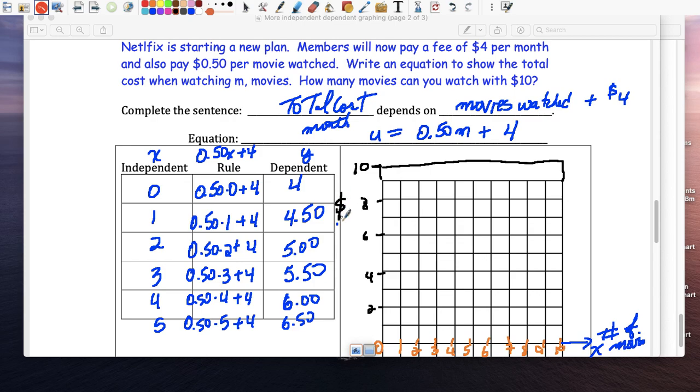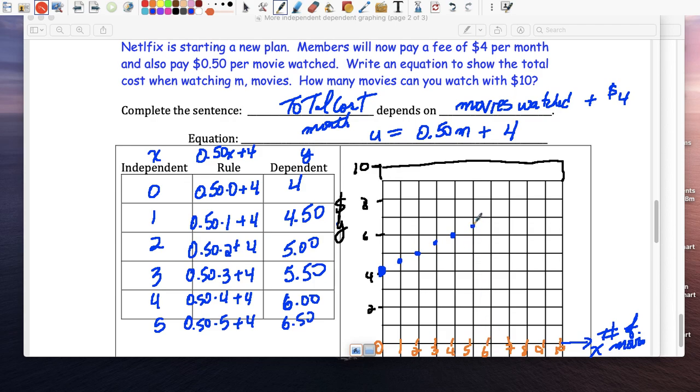This is the total cost, my y. So this is the total that I spent, and at the bottom is the number of movies that I watch. So if I watch 0 movies, guess what? I still have to pay Netflix $4, and that's why the graph starts there. This line starts at 0, 4 instead of 0, 0, because at 0 I still pay Netflix something. So one movie I pay $4.50. That's easy. 2 movies I'm going to pay $5. 3 is going to be here. 4, I'm going to pay $6.